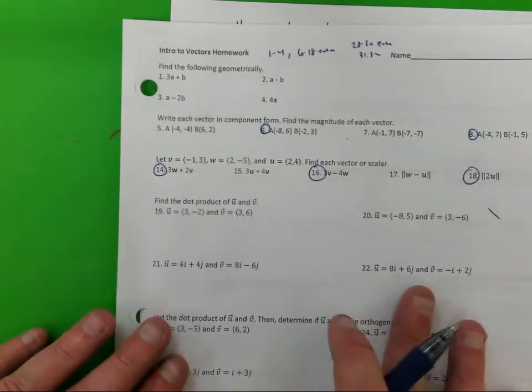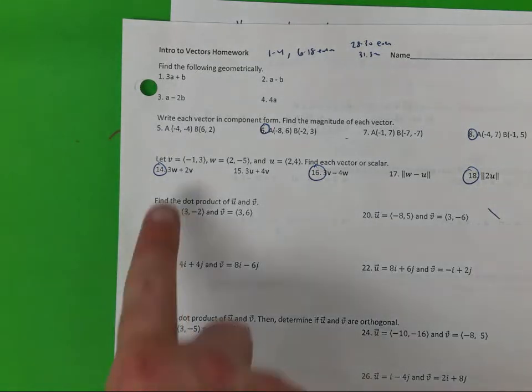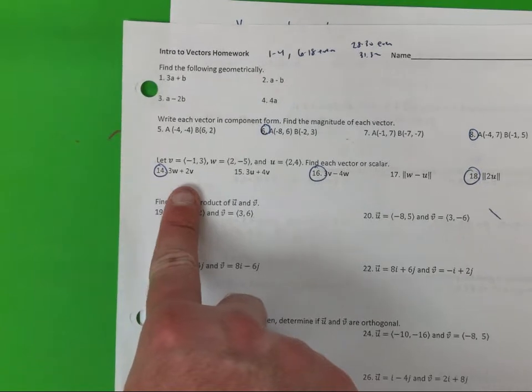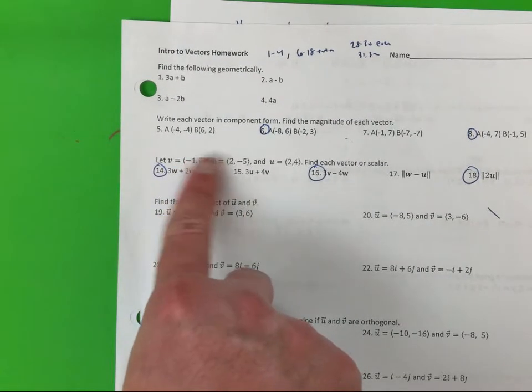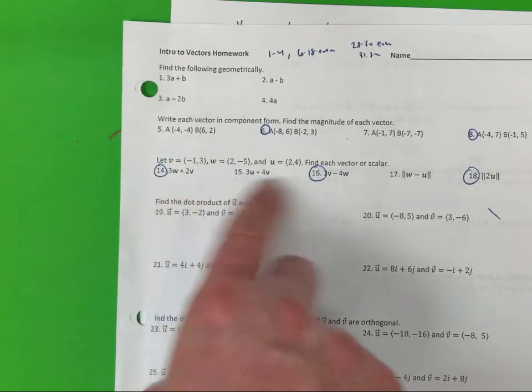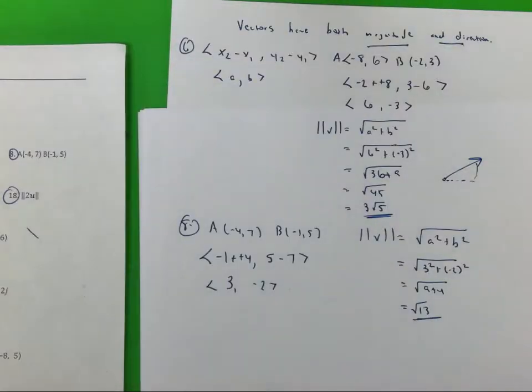Let's look at the next part, subdirection. It says, let vector v be negative 1, 3, w be 2, negative 5, and u equal 2, 4. Find each vector, or scalar. Okay, first of all, you're performing operations with vectors, these are easy. Now, the vectors are in component form, therefore your answers will be in component, okay? So let's look at number 14.